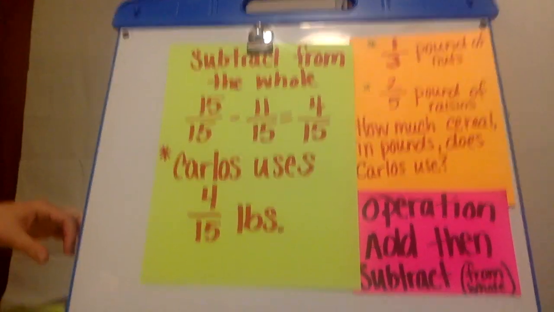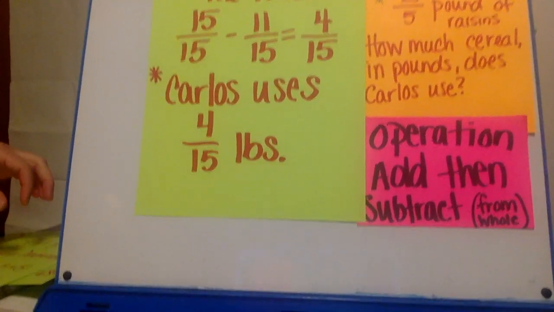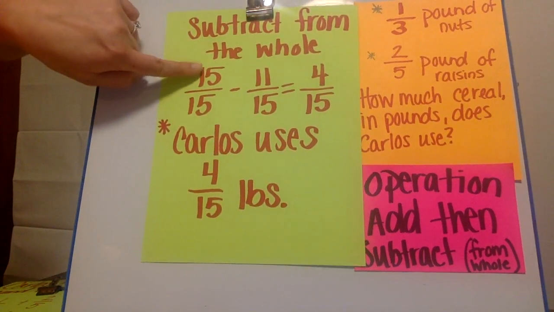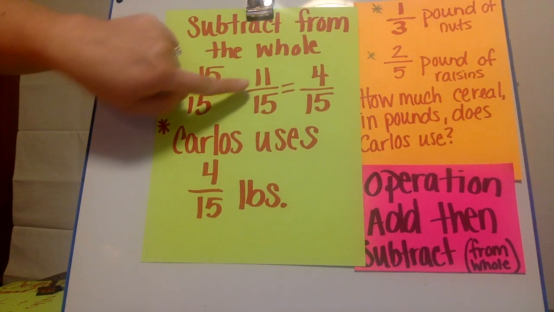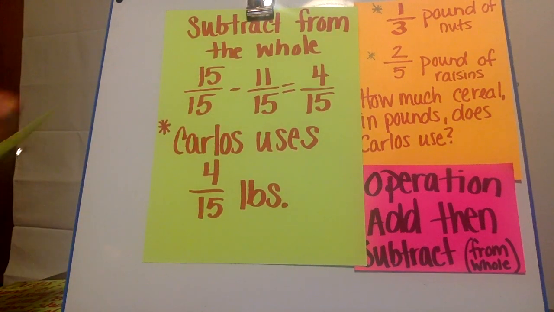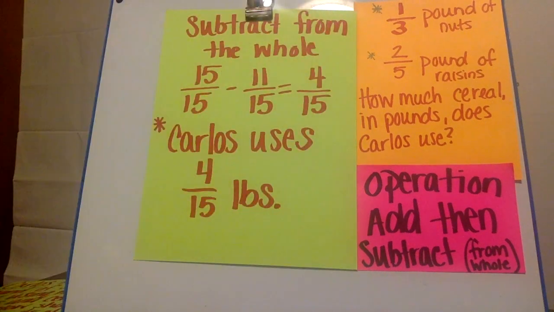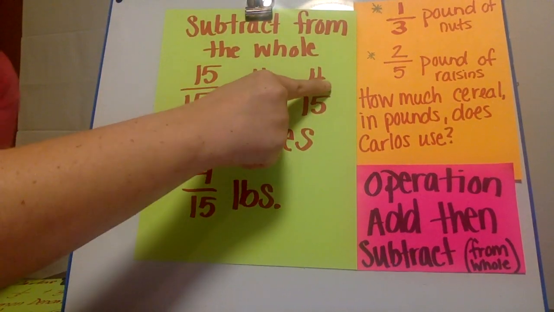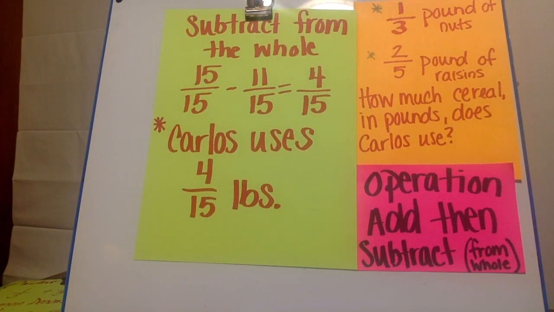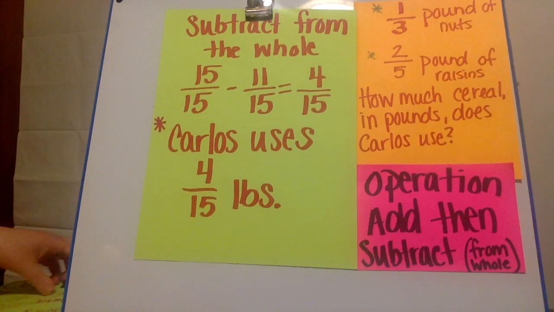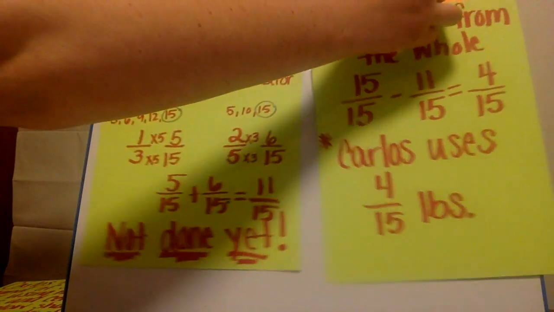Okay, next we need to subtract from the whole. So I took my whole, 15/15, and I subtracted 11/15, which is what we got over here. And I got my answer of 4/15. So Carlos uses 4/15 pounds. Go ahead and check in on your work.